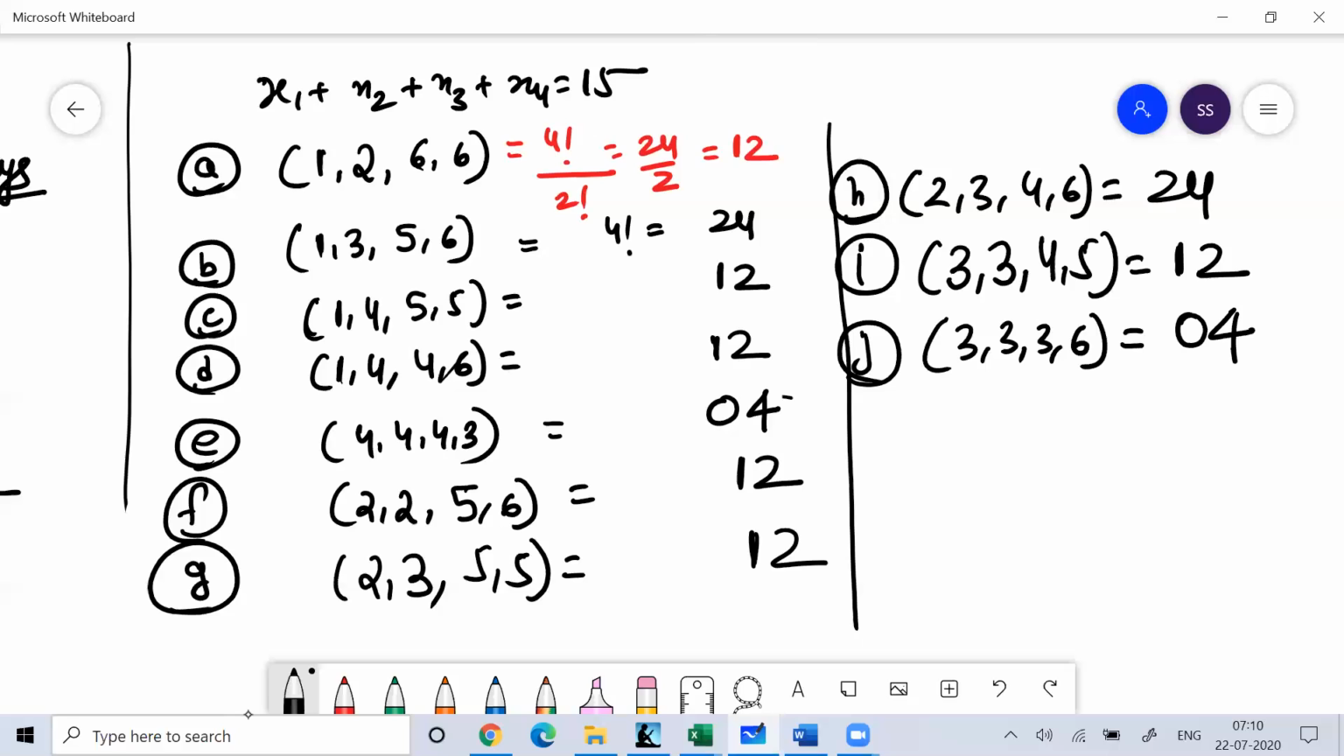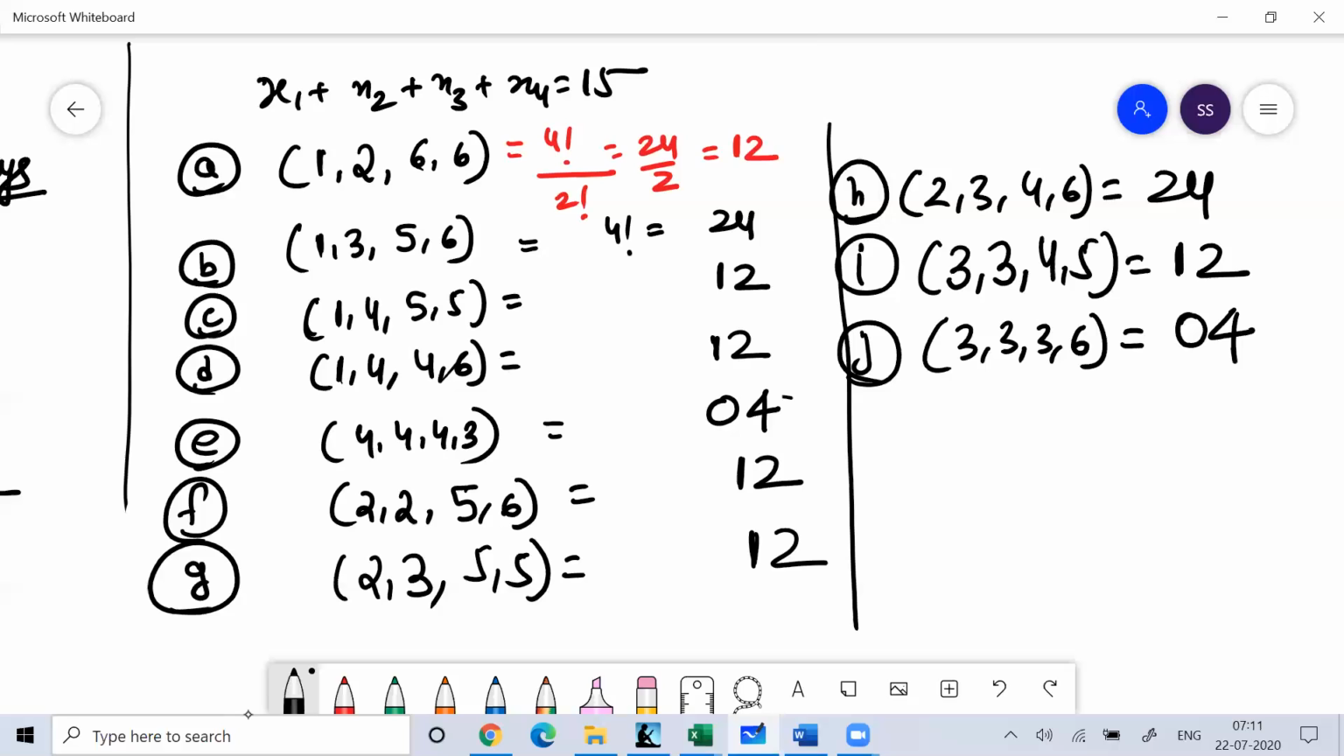Then with 5. 5, 1 already I tried. 5, 2 already I tried. 5, 3 already I tried. 5, 4 already tried.